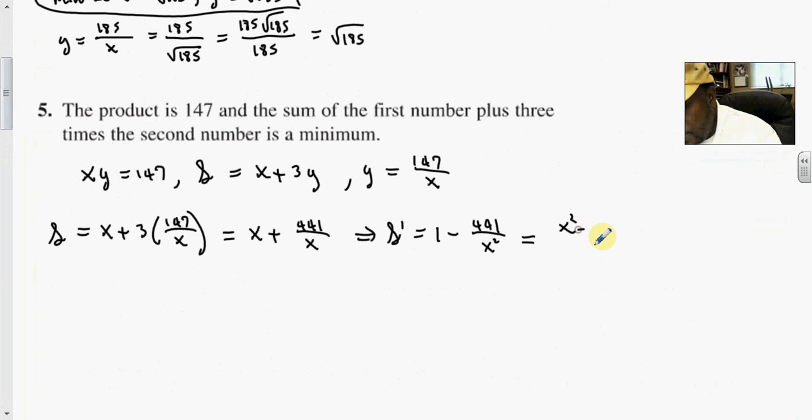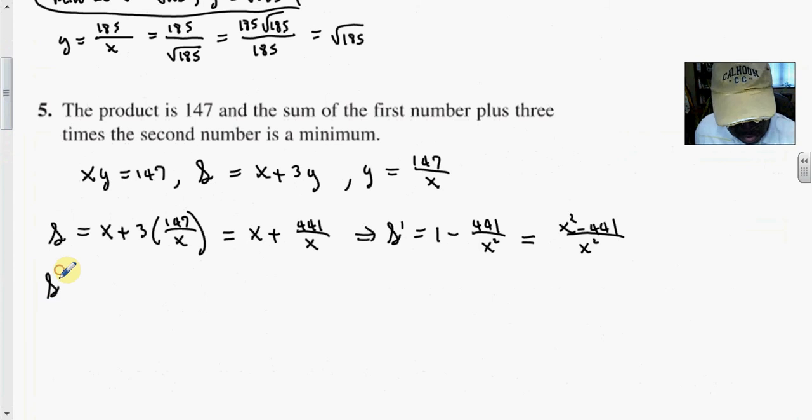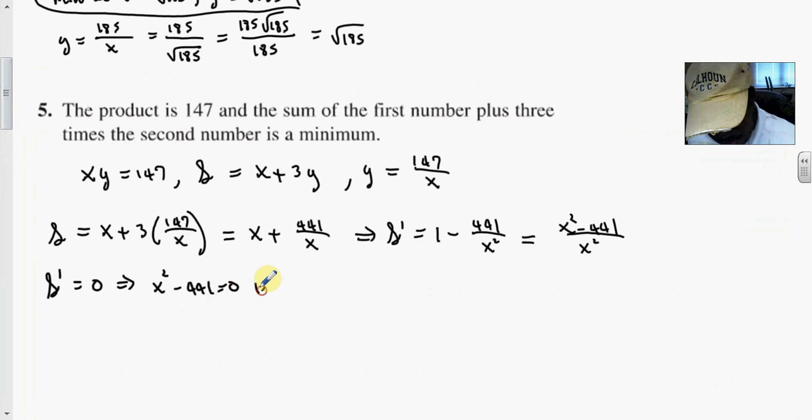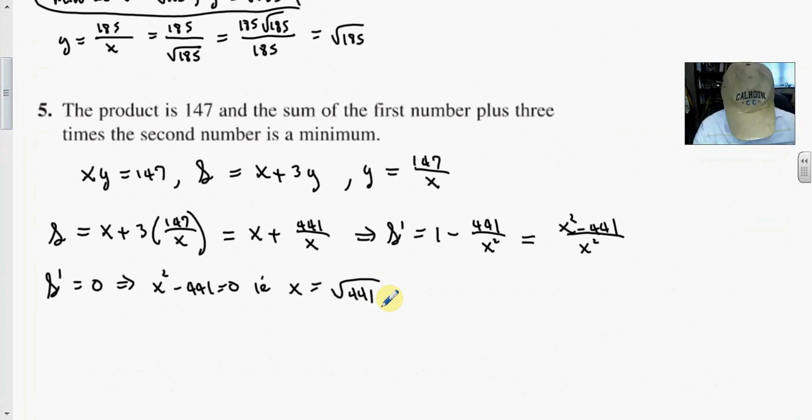If we set this guy equal to 0, let's simplify this, if you will. This is x squared minus 441 over x squared. So S prime set equal to 0 implies that x squared minus 441 is equal to 0. That is, x is equal to the square root of 441. And just double check. It looks like a familiar number, 21.